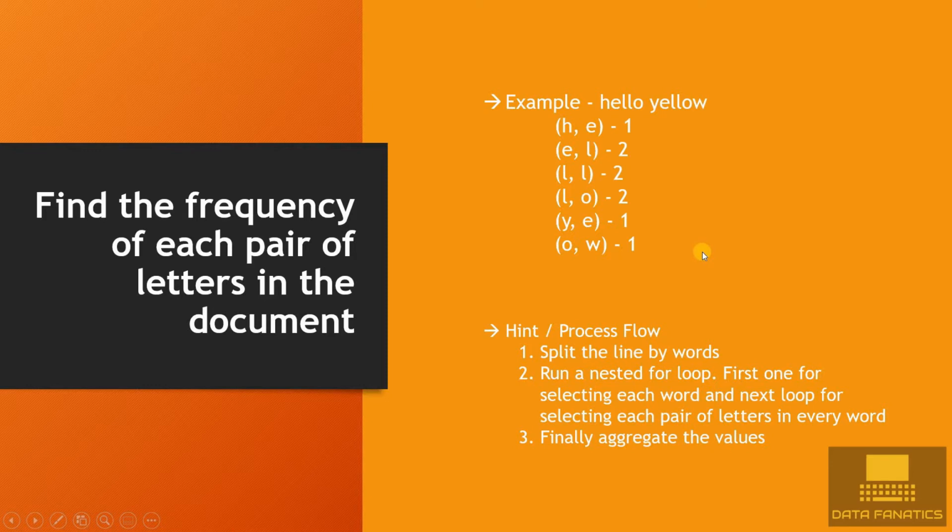Then we need to run a nested for loop. Now what does nested mean? It means a for loop inside a for loop. The first for loop will select each word from the list that was formed by splitting the line. The second for loop will select pairs of letters for each word. And finally, in the third step, we aggregate the values. So go ahead and solve it. If you're not able to do it, then I will explain it.